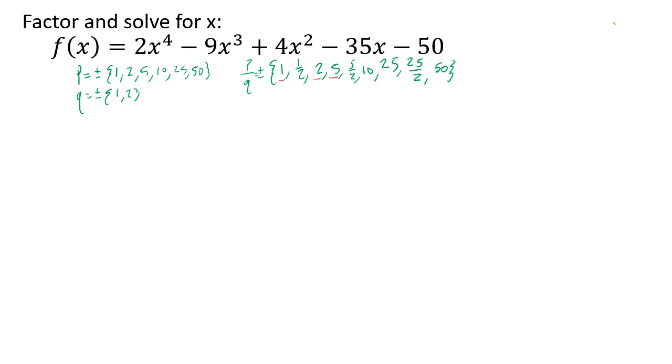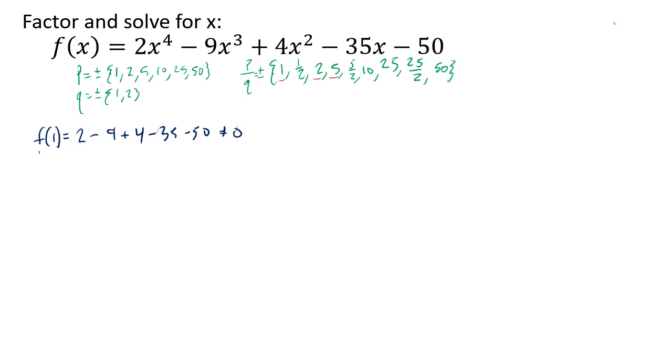So let's check f of 1 first. F of 1, if you don't know where to start, that's always a good place. Choose positive 1. So that's going to be 2 minus 9 plus 4 minus 35 minus 50. This is not equal to 0. It's also a negative number, which tells us that at the x value of 1, f of x is negative. That might be interesting later on.